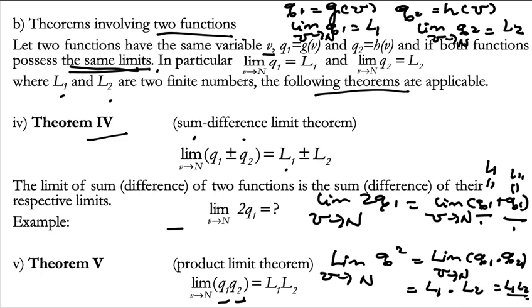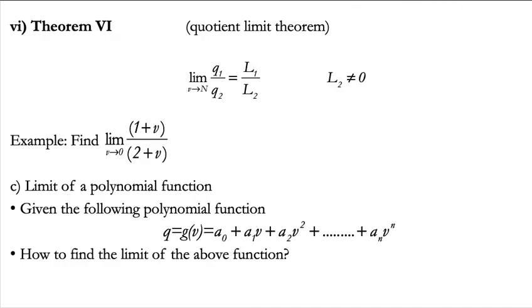That's it. And then another theorem that involves two functions is this. Theorem number 6, the quotient limit theorem. This one is very easy also. The limit of q1 divided by q2 as v approaches n is nothing else but L1 over L2, such that L2 cannot be 0. If L2 is 0, then you get the answer infinity, which we don't want to see.